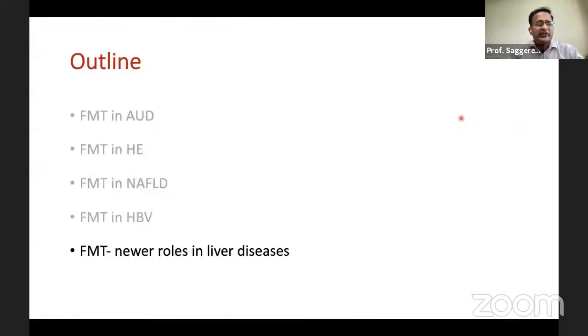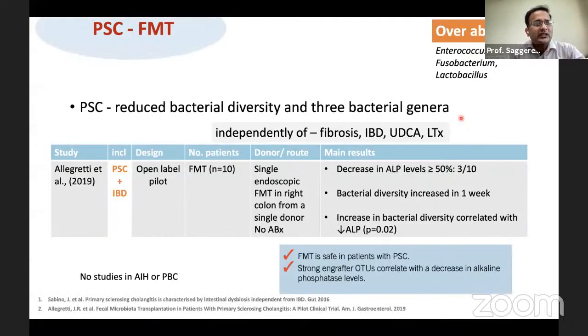And coming to the last part of the talk, these are the interesting new roles for liver disease. These are very interesting areas. Recently published was one single RCT on FMT in PSC. It is well known that there is reduced bacterial diversity and three bacterial genera, Enterococcus, Fusobacterium, and Lactobacillus, are overabundant in patients with PSC, independent of the fibrosis or IBD or UDCA use or liver transplant. So this group in 2019 included the patients with PSC and IBD.